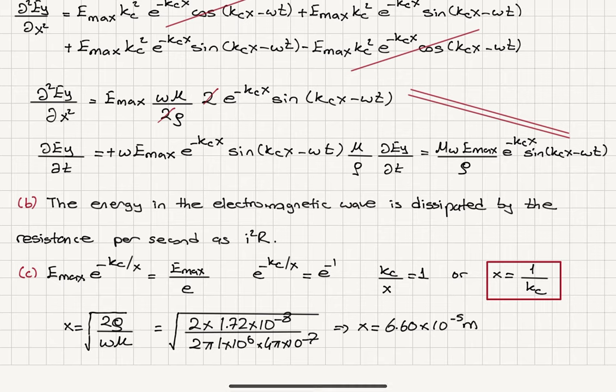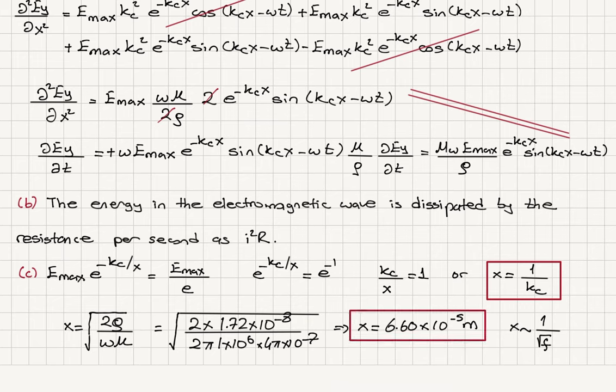And I can see that x varies as 1 over the square root of the frequency. So this is basically telling me that the lower the frequency of the electromagnetic wave, the more penetration into the metal, the more will be the penetration.